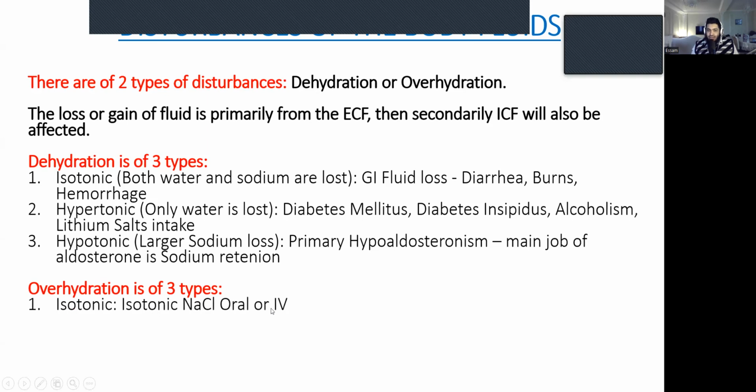So isotonic NaCl oral or IV. What does this mean? Why? See, some students did not understand. What we are saying, the person is taking water which is mixed with NaCl. So NaCl mixed with water, you either take it orally or you take it intravenously, which means in the vein. So both these ways, if you take a lot of water which is mixed with NaCl, then the ECF quantity will increase and it will be overhydration. So isotonic overhydration. Why isotonic? Because the concentration of this water, because of the NaCl, is same as the concentration of blood. So if both the concentrations are same, it will be isotonic.